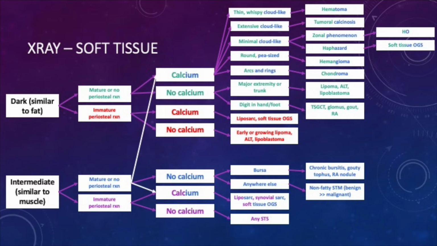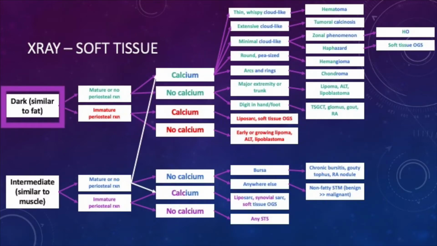So the first question we have to ask is, is this lesion dark and similar to fat, or is it intermediate and similar to skeletal muscle? So as we look back at it, you can see the skeletal muscle goes around this thing, and then it's dark, very much like the subcutaneous fat in the forearm. So the answer here is it's dark and similar to fat.